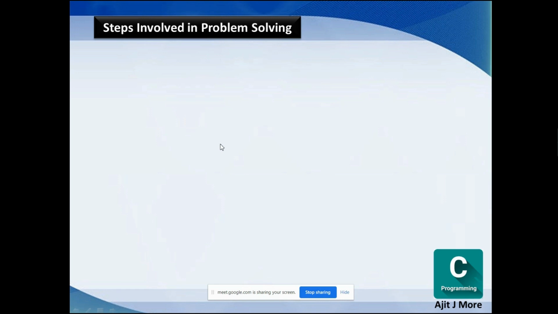So I'll not take a day-to-day life problem, like making a tea, or whether to go to college or not, whether to go for a birthday party. There are so many problems. I will just try to focus on those problems which we will be solving using computers. If you want to solve any problem using a computer, you have to follow 4 important steps.